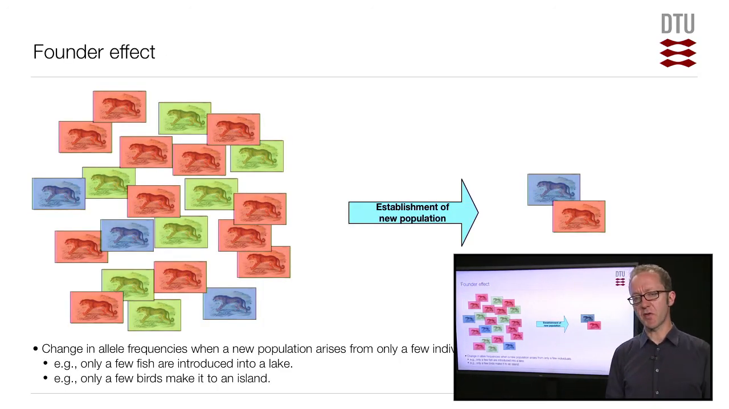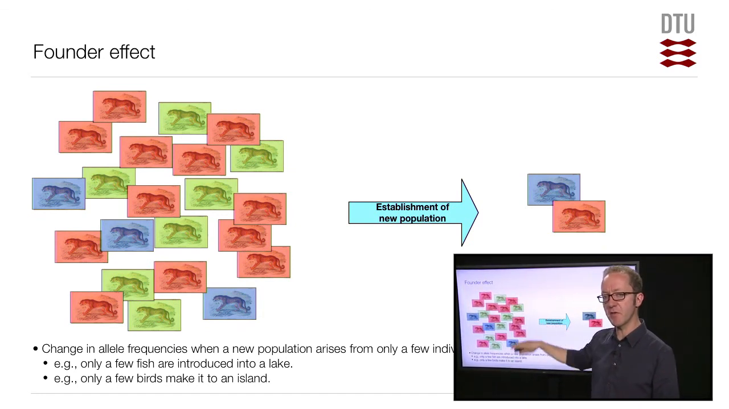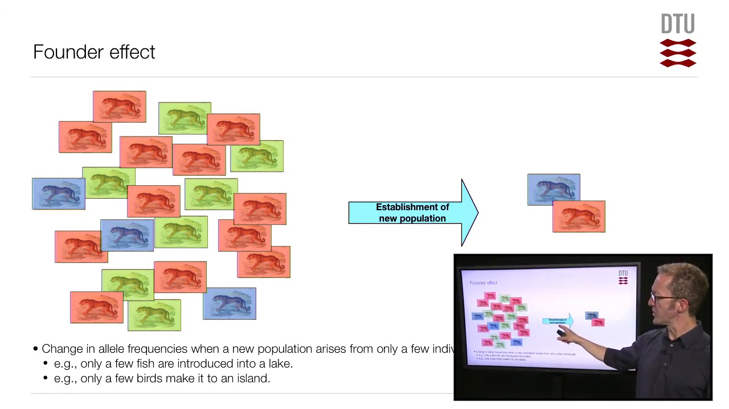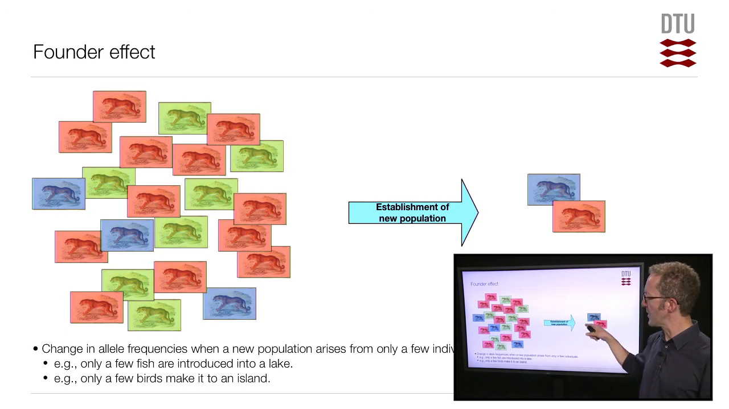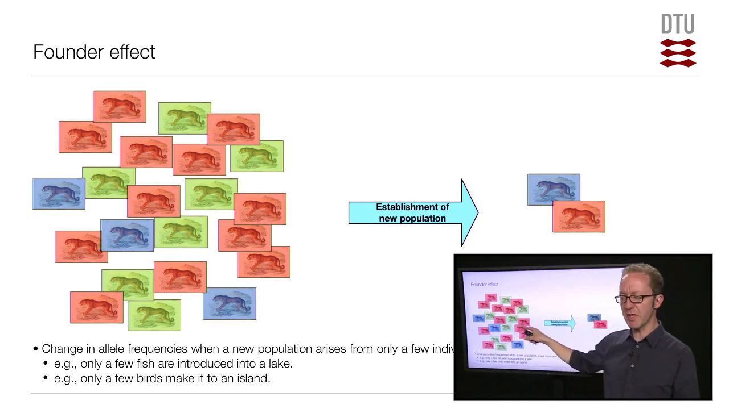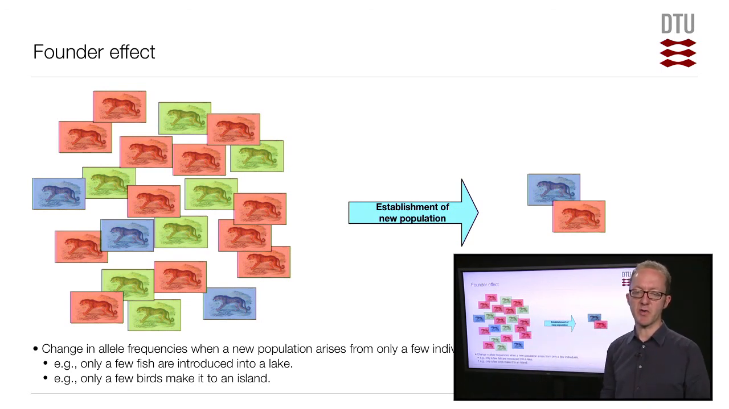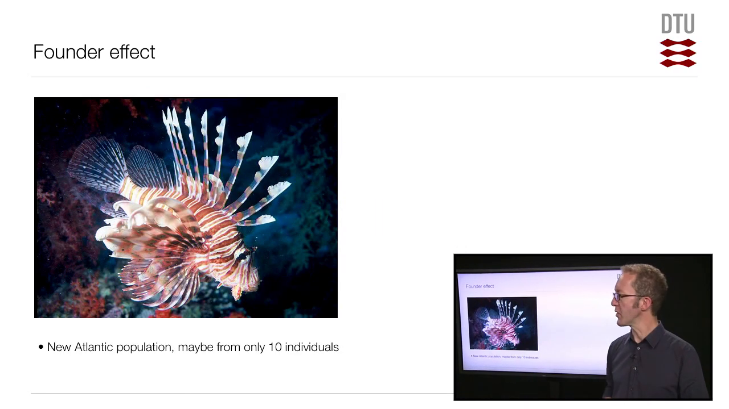A similar effect to the bottleneck effect is the so-called founder effect. It's again the same. You have a population with a number of different alleles. Then a few of these individuals leave the original population to found a new population. For instance, a few birds moving to a deserted island, or a few fish making it into a new lake, or some phenomenon like that. And again, since it's a random sample from the original population, the alleles and the allele frequencies in this new population will be different than in the original population, and exactly like the bottleneck effect, we now have a new genetic makeup, a new evolutionary path.